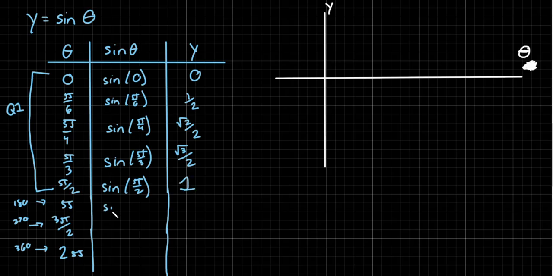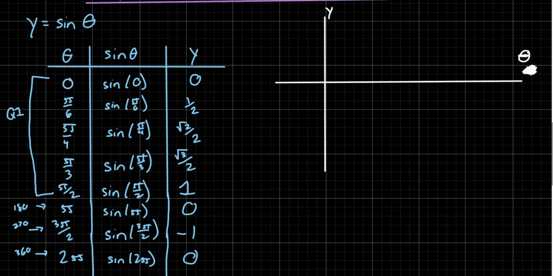At pi, what is the y coordinate? Now go to pi. 180, right? Yep, so what is the y coordinate there? 0, perfect. At 3 pi halves, what is sine? -1, perfect. Last one. At sine of 2 pi, where am I at? 0, perfect. Okay, let's graph these guys.